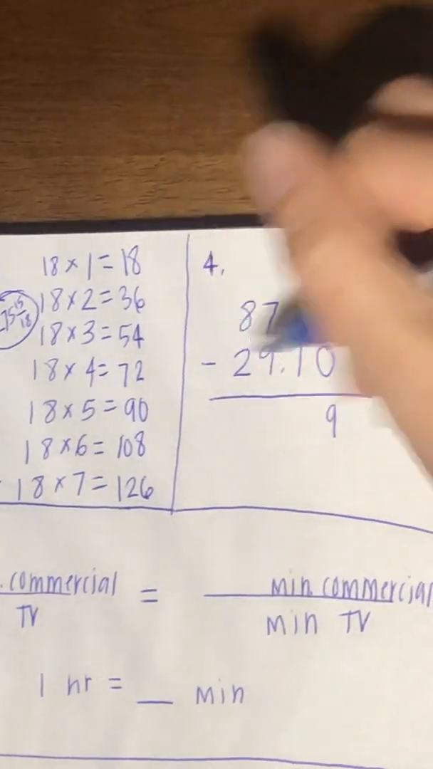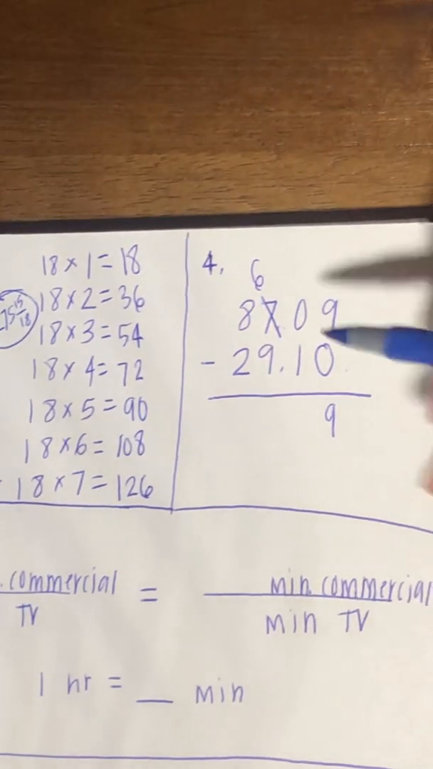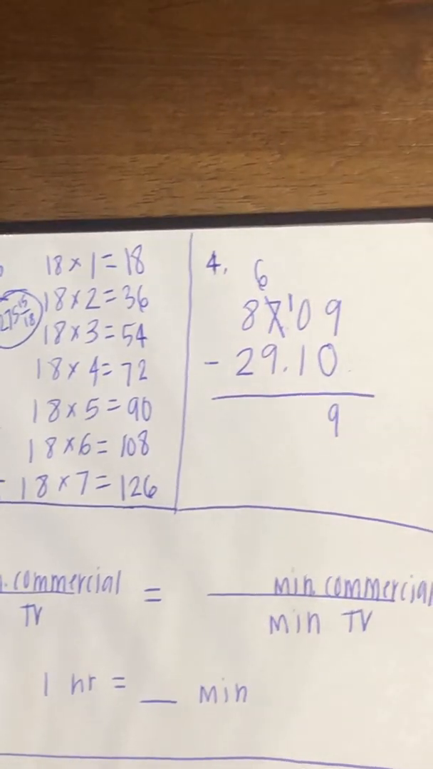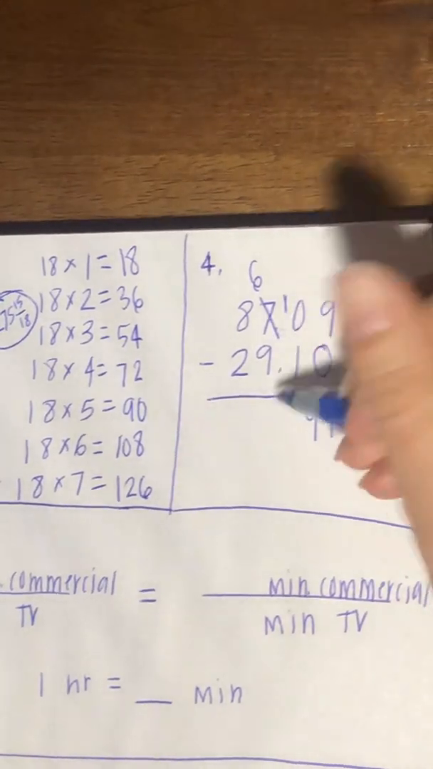I can't do 0 minus 1, so I borrow from my 7. My 7 becomes a 6. My 0 becomes a 10. 10 minus 1 is 9. My decimals line up.